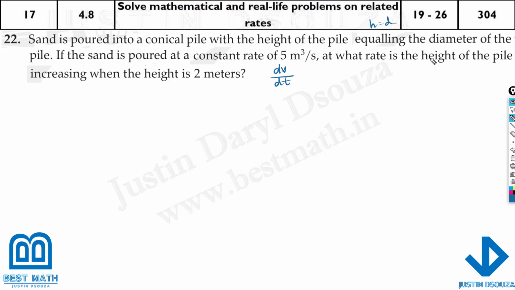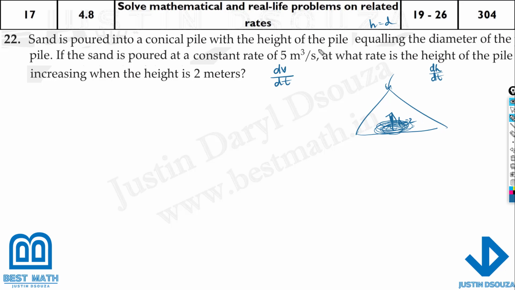At what rate the height, that is dh by dt? As you keep on pouring the sand in a conical pile, imagine this is the cone. You're pouring the sand at this particular rate, 5 meter cube per second. The sand is being piled. It's increasing in radius. It's increasing in the height as well. So at what rate will the height of the pile increase when it reaches 2 meters? H is 2.